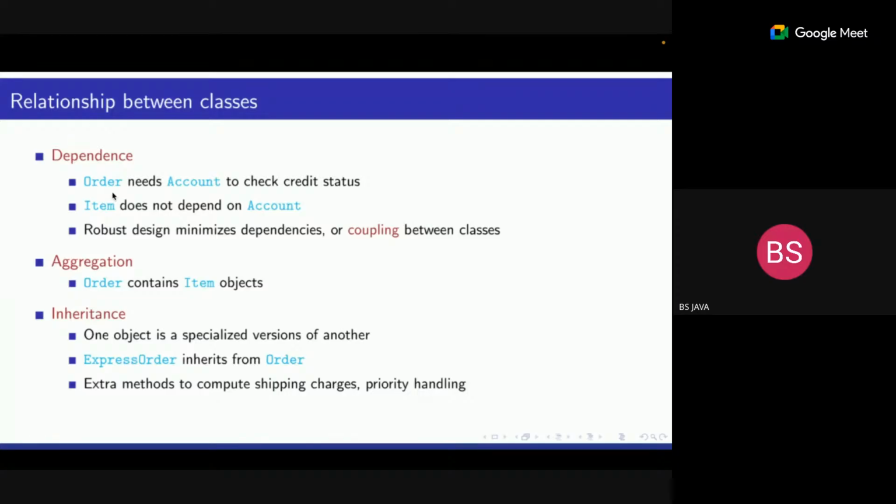When you place an order, it will redirect to your account, correct? And you have to check whether the transaction is successful or not, whether it can be processed, these things. So order class has a dependency on account class. And here, item class does not have any dependency on account class. They don't have any relation.